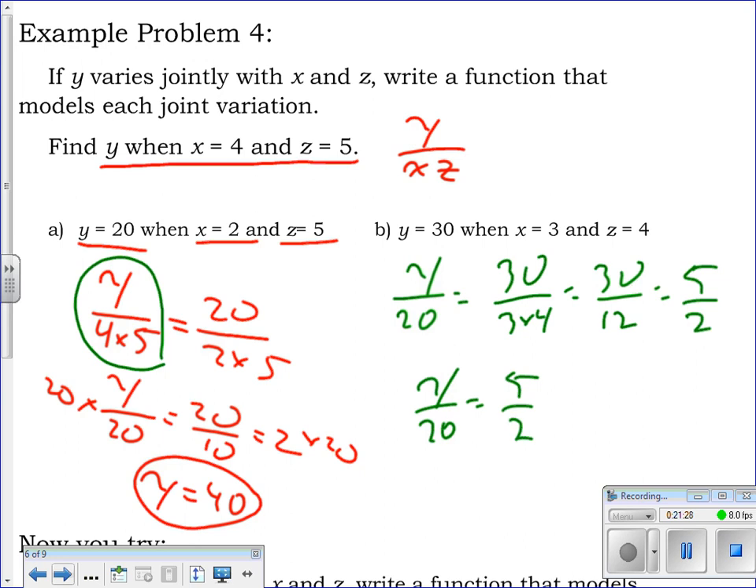How do I get from 2 to 20? Multiply by 10, right? If I multiply times 10, y equals 50. But if you cross multiply, you'll get 2y equals 100. Divide by 2, you still get 50. Okay?